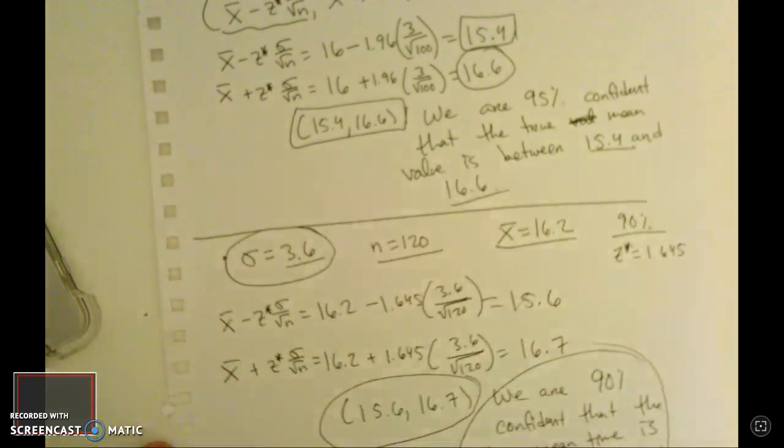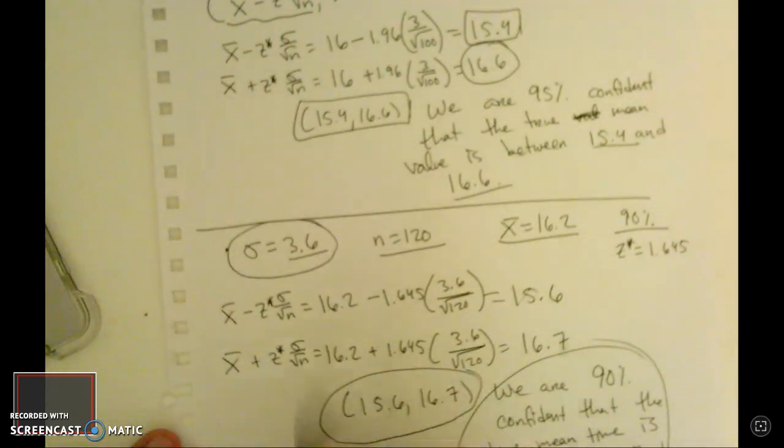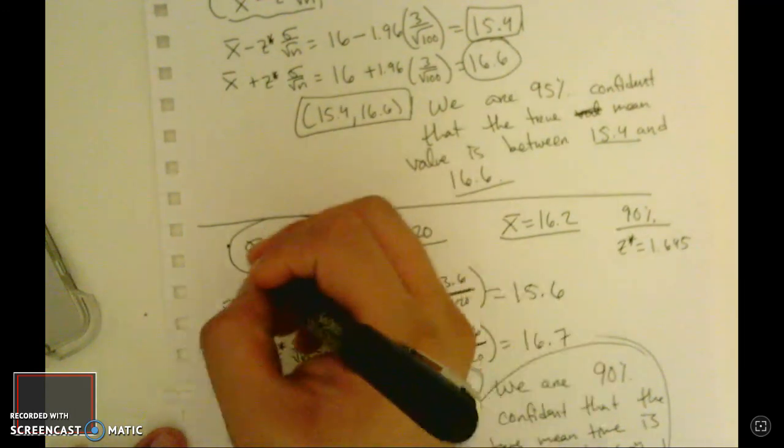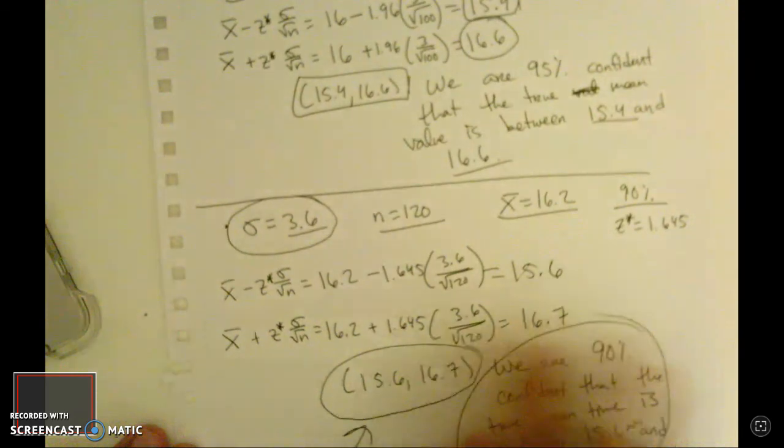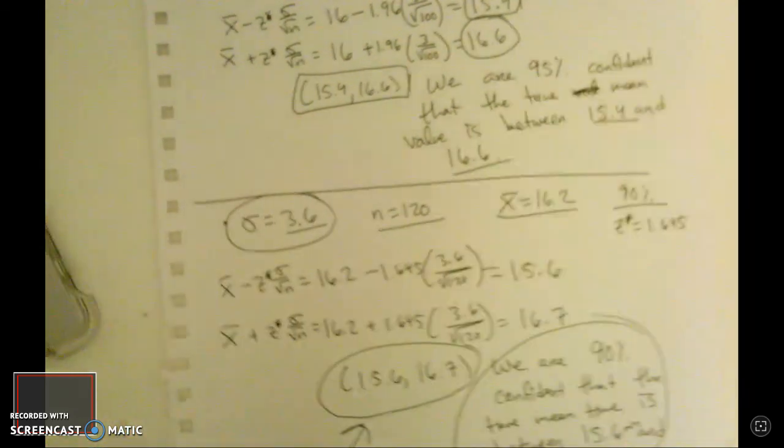So what we want to go ahead and try to do is, in class, we're going to look at what happens when this is not known, like what happens to the entire confidence interval. Okay, all right, that's it for this one.